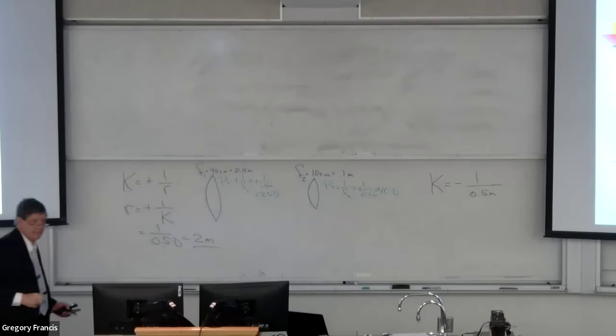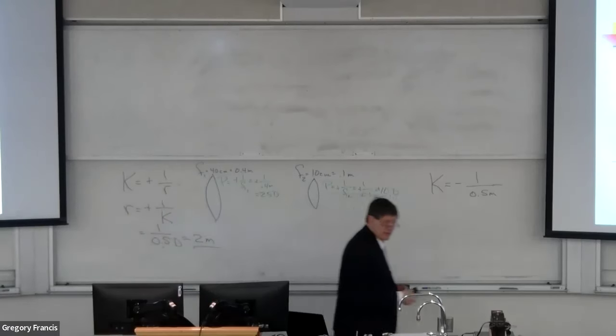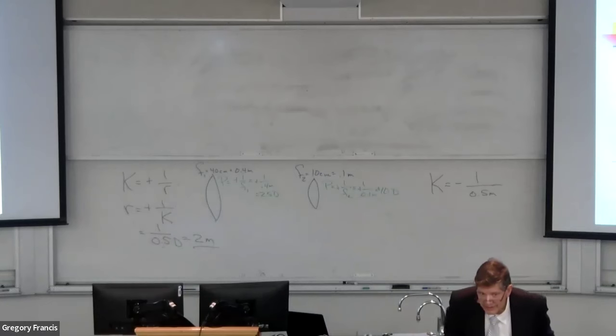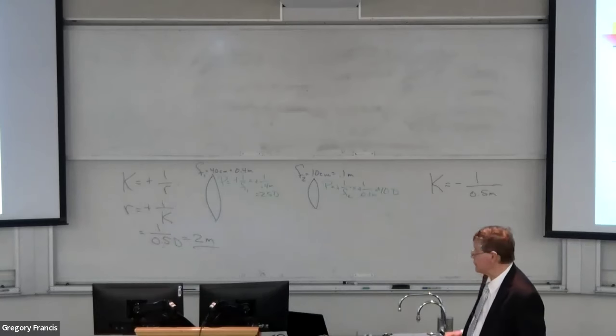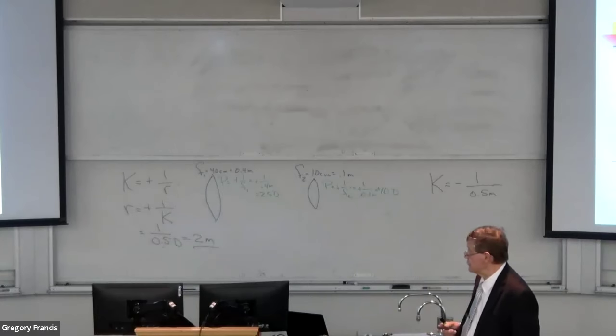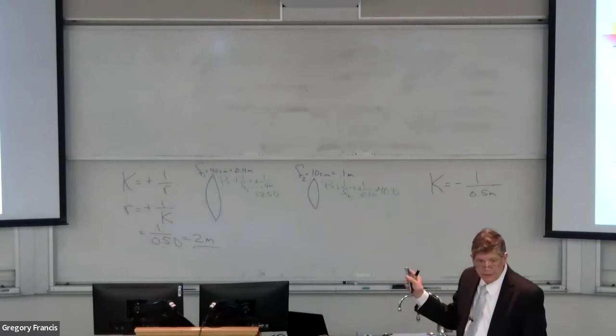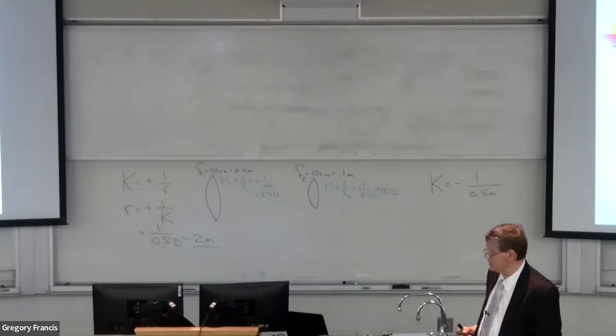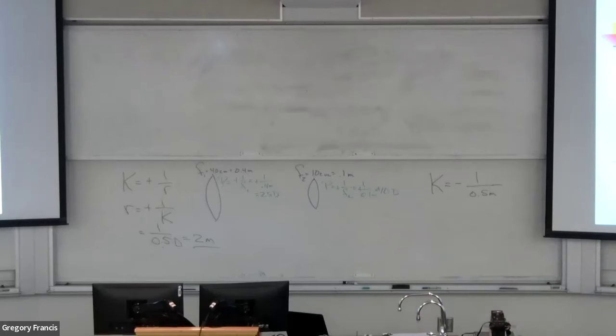Yes, Miriam. If I wanted the distance from the object, would I have to add 50 centimeters? Yeah, if you wanted it from the object, it would be 2.5 meters, but we always do it from the lens, because that's where we got the curvature, right on the right side of the lens. And so that's why we got the 2 meters there.